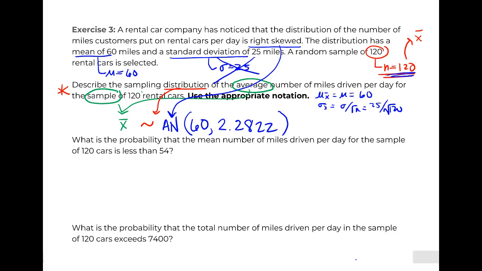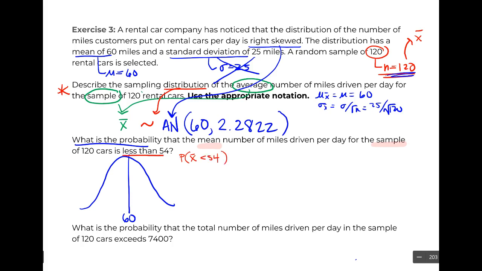So the next question says, what is the probability? Okay, we know we're looking for the area under a curve. Probably going to use that help question I just had you guys do. So let's put our 60 in the middle. That the mean number of miles for our sample of 120 is less than 54. So again, we're looking for the probability that our sample mean is less than 54. And this is our distribution of sample means. We can go ahead and use all of that information. 54 is our cutoff. We want below.